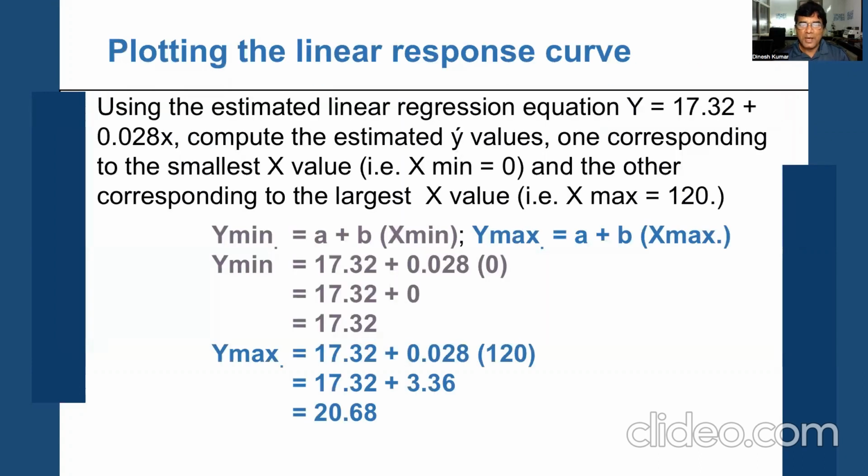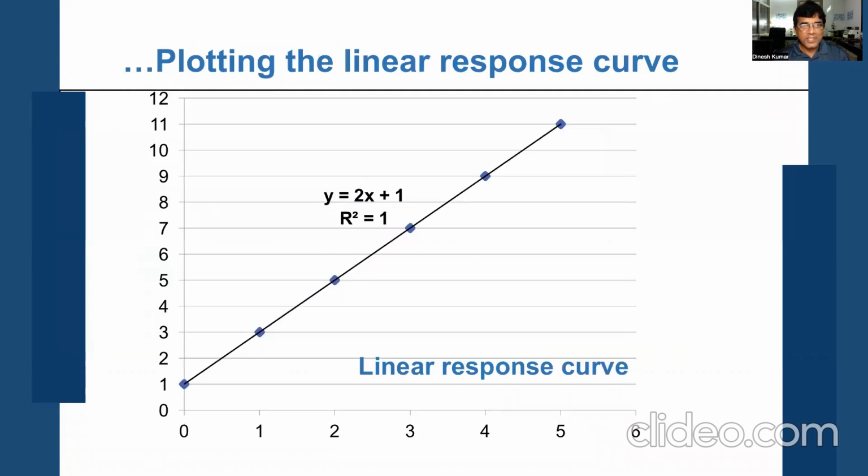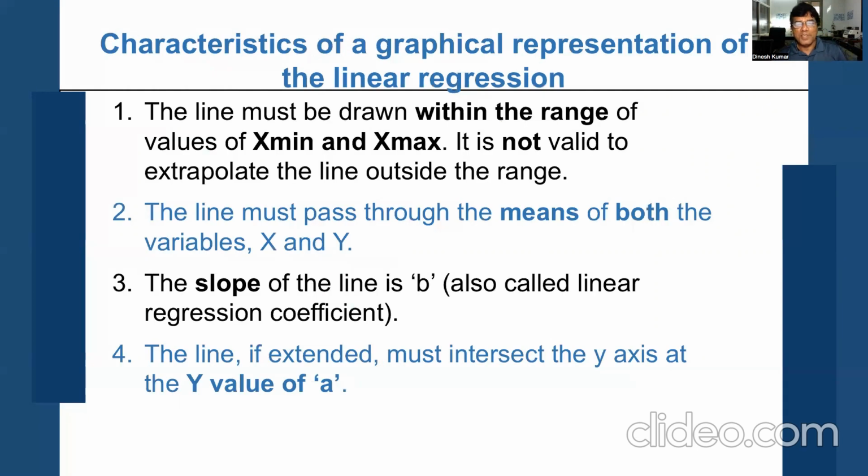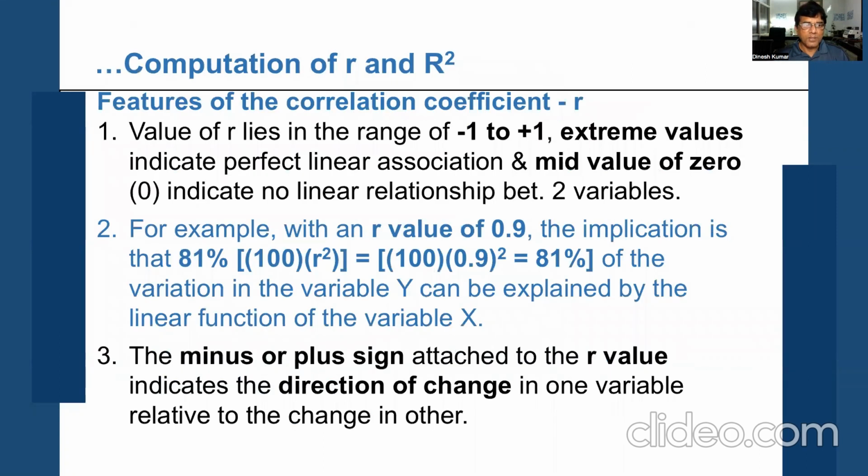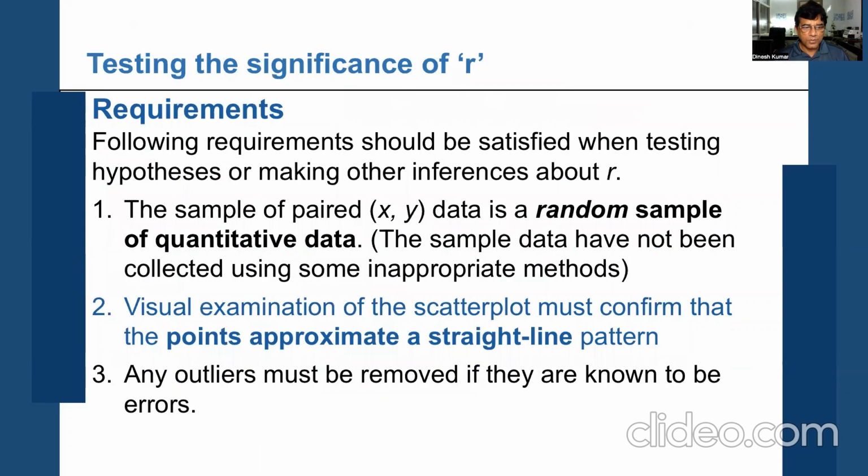You know the example of one rotten fish spoiling all the fishes, something like that. One fish makes the whole pond dirty. Similarly, one outlier can disturb the calculation of the correlation coefficient. So those outliers should be removed. See the last line: any outlier must be removed if it is known to be an error.